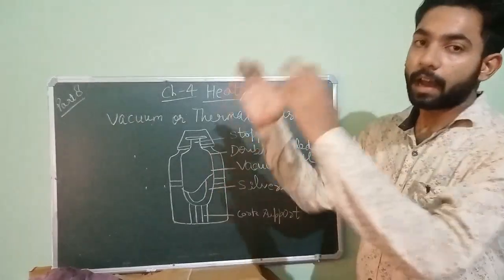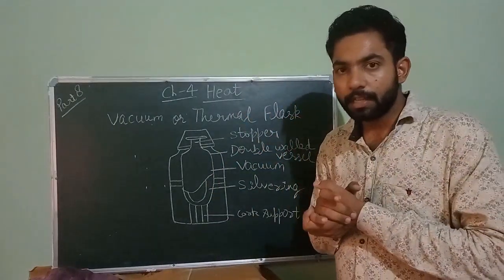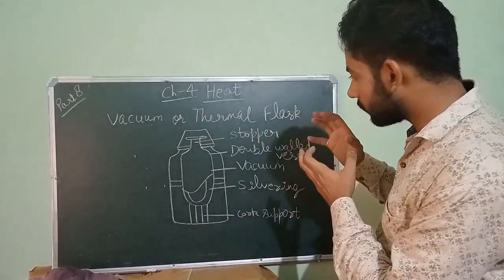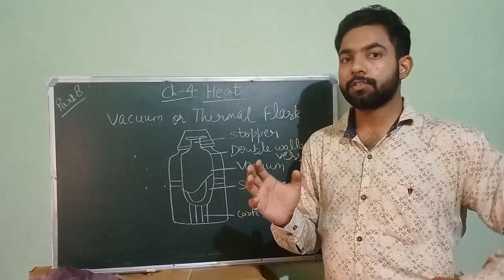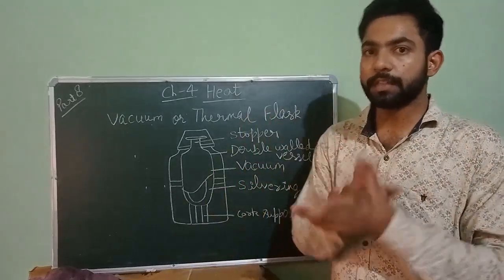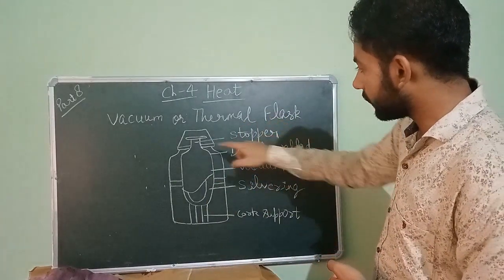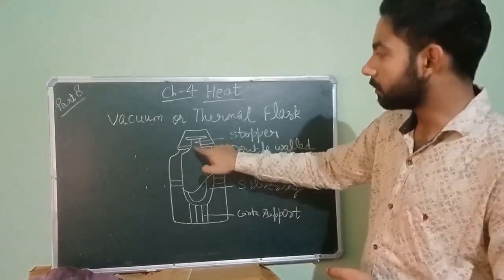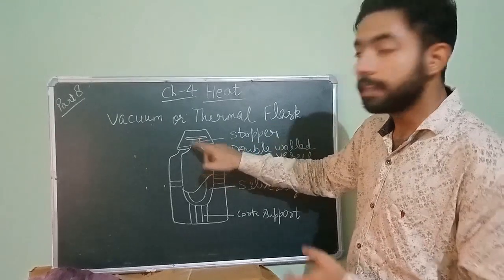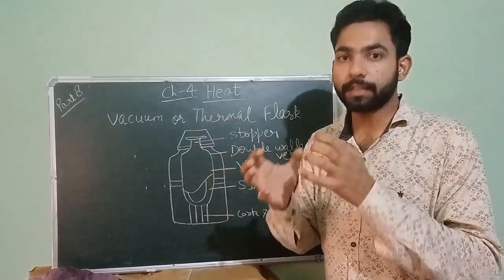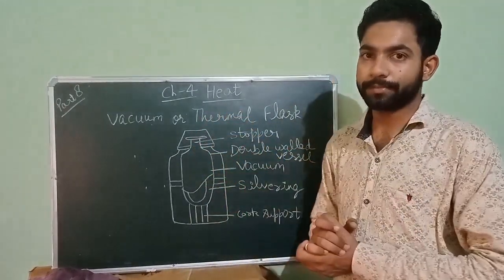Air is pumped out so that vacuum is formed. Vacuum is formed to reduce the loss of heat by convection current. The stopper at the top prevents the loss of heat by convection current.